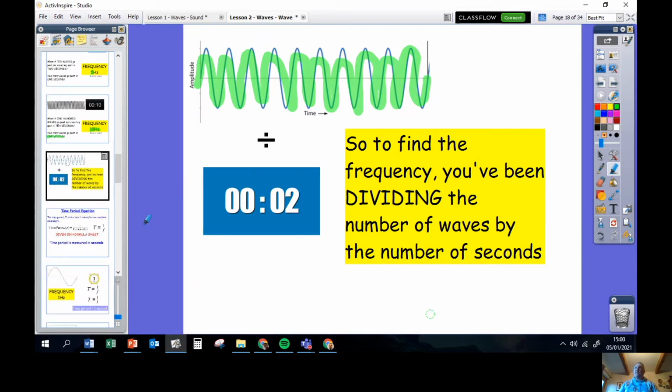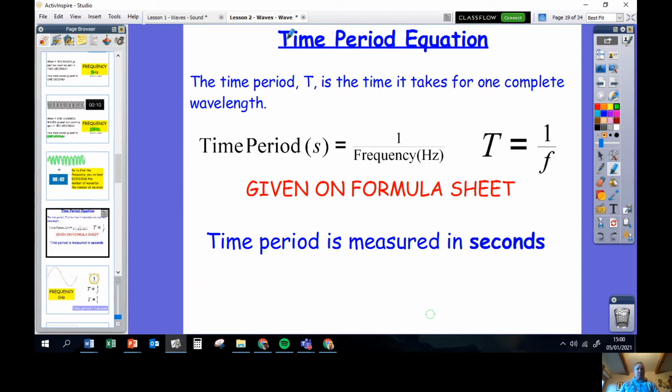Now, once you've counted the frequency of a wave, how many waves you get coming past every second, the next sum you might have to do is what's called the time period of the wave. The time period is just the time it takes to make one complete wave. So how much time goes by for each complete wave that we make?